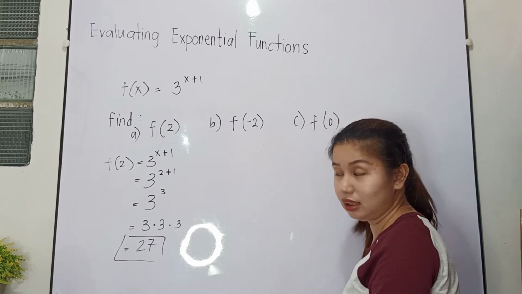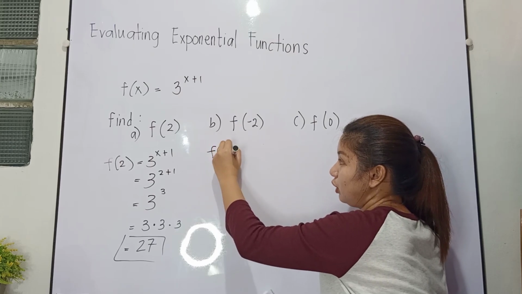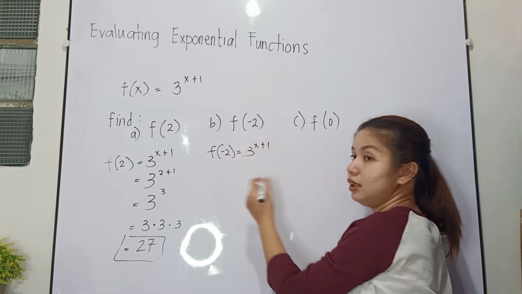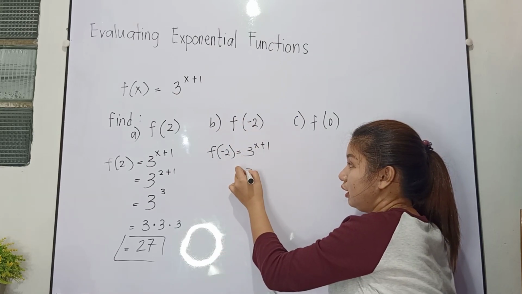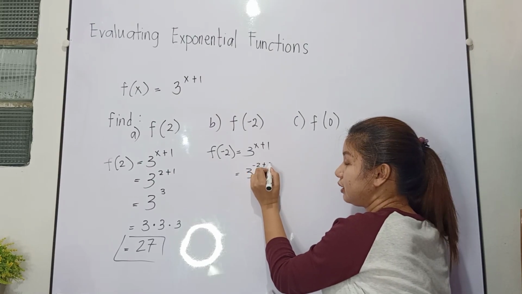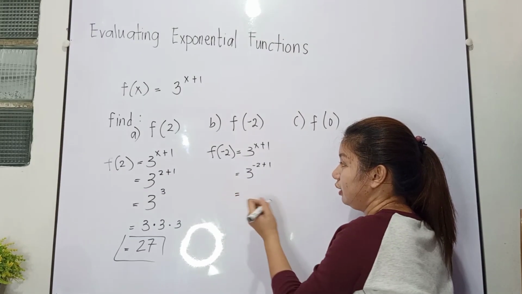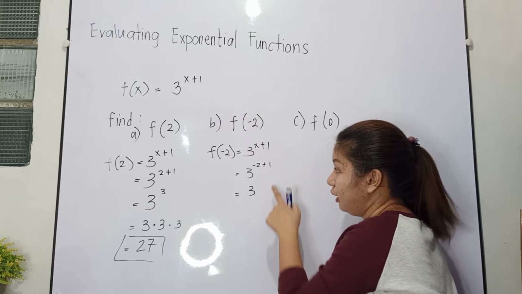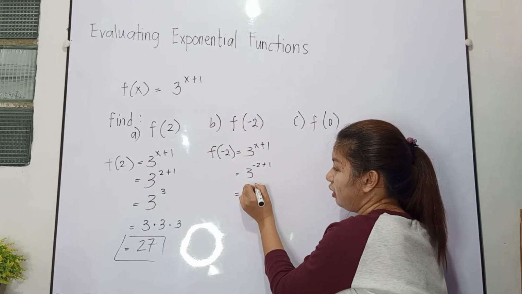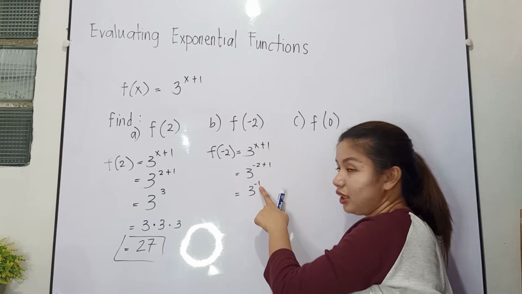Okay. Next, we have f of negative 2. So, ganun din. F of negative 2 equals 3, yung given natin, raised to x plus 1. Substitute equals 3 raised to negative 2, sinubstitute ko lang sa x, plus 1. And then next, negative 2 plus 1 is negative 1. Again, negative 2 plus 1 is negative 1. So, we have 3 raised to negative 1.